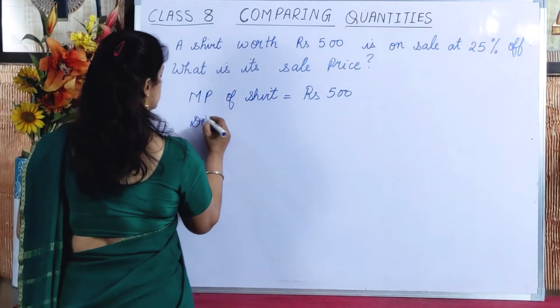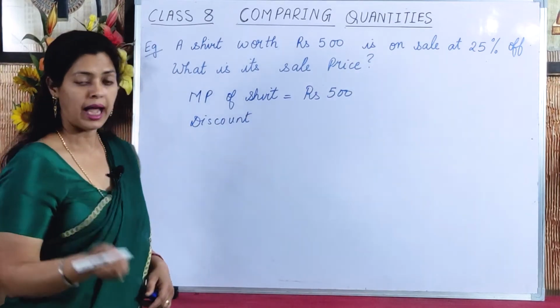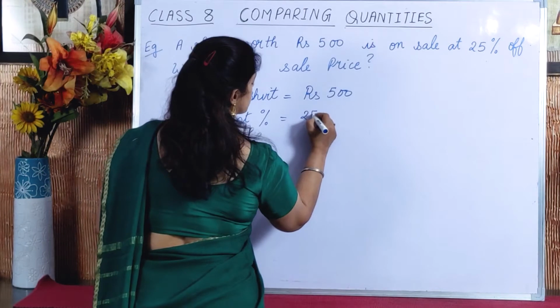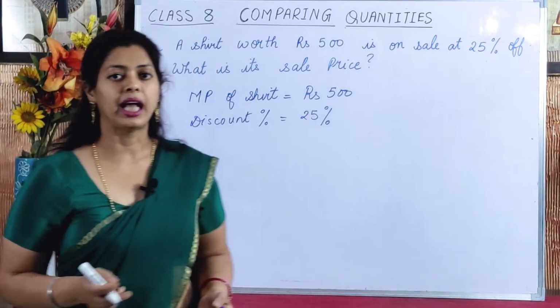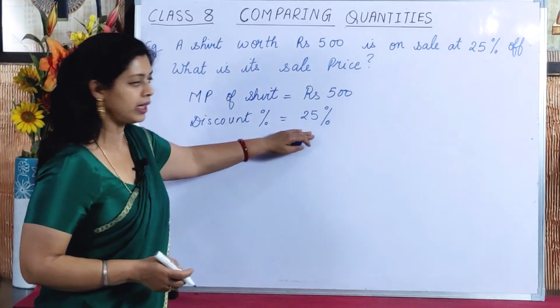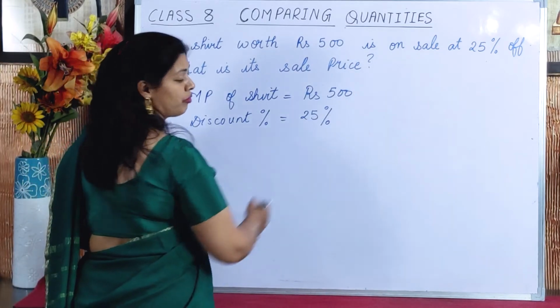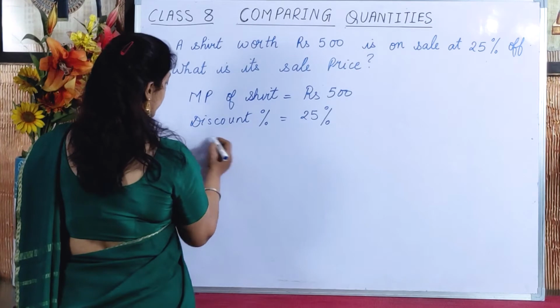And the discount percent is given, from which you can calculate the actual discount. Discount percentage is 25%. So we can calculate actual discount just like we calculate percent of a number. Now discount is calculated on the mark price. So 25% of mark price will be your actual discount, which is very simple to find.